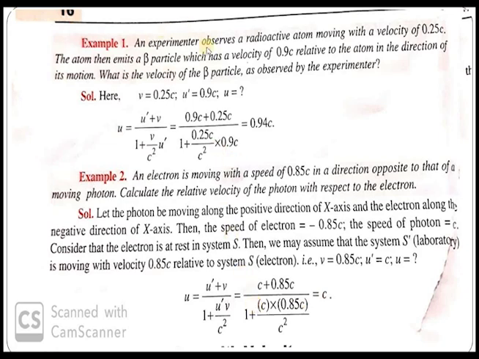If you are having any confusion regarding these two problems, you can ask me if there is any doubt.